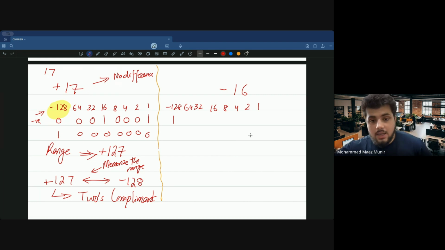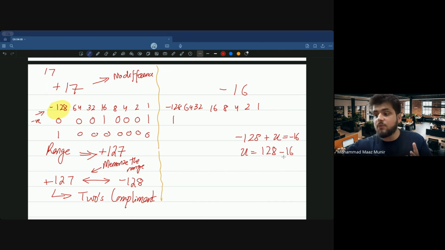So I will be writing minus 128 plus what number? Perhaps, let's say you guys are studying maths, right? So let's say minus 128 plus x is negative 16. And if I shift the 128 to the other side, it comes as positive 128 minus 16. Now what's 128 minus 16? This way it's much easier for most of the kids. So if I do it like positive 128 minus 16, I get the answer x is equal to 112.